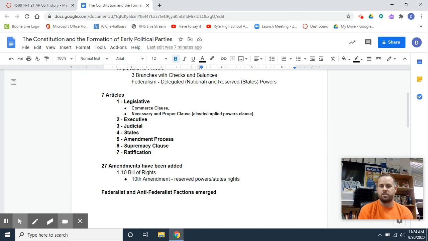The first 10 amendments are obviously the Bill of Rights. I'm sure you've learned about those some before. We'll talk about all of those throughout the year, but I definitely want to highlight that 10th Amendment. This is the Reserved Powers States' Rights Amendment. It says all powers not specifically granted to the federal government are reserved to the states.